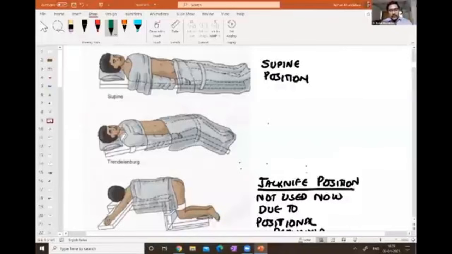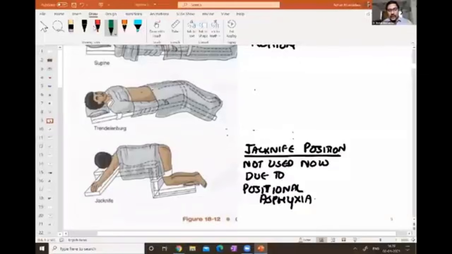You also have the jackknife position. This is the jackknife position where the patient is in the knee elbow position. And a very important question which has been asked in the exam is that this is not used now. Jackknife position is not used because of positional asphyxia. So you should know that we no longer use jackknife position.